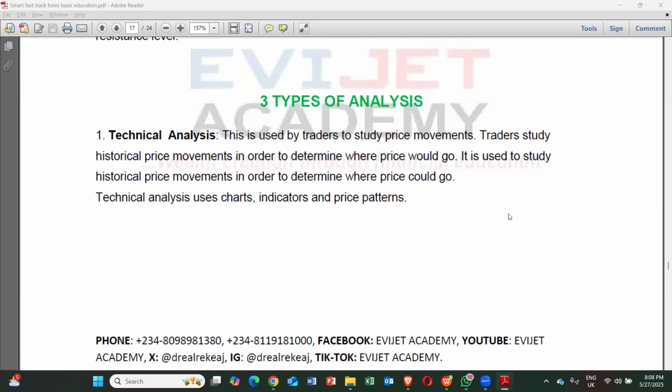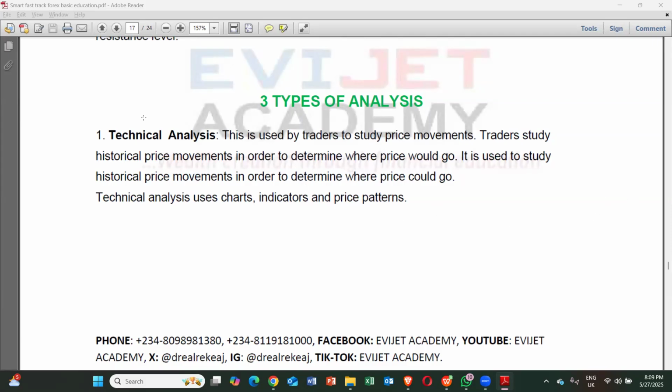All right, so we have 3 types of analysis. We have the technical analysis, the fundamental analysis, and the sentimental analysis. You can list them on your own.